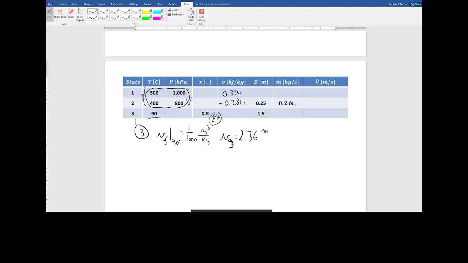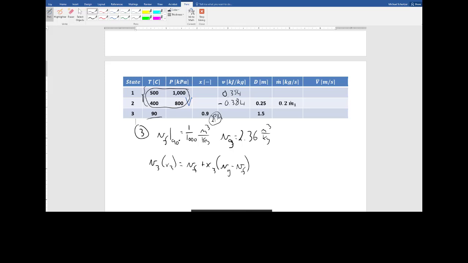2.36 meters cubed per kilogram. So now this is the weighted average, right? So V3, which is a function of x3, is going to be equal to VF plus x3 times VG minus VF. If I was in a rush on an exam and I didn't think I would be able to finish, I would write this equation out, but then I would just take this number times 0.9, because this 1 over 1,000 is going to be so small that it's not really going to affect my answer.